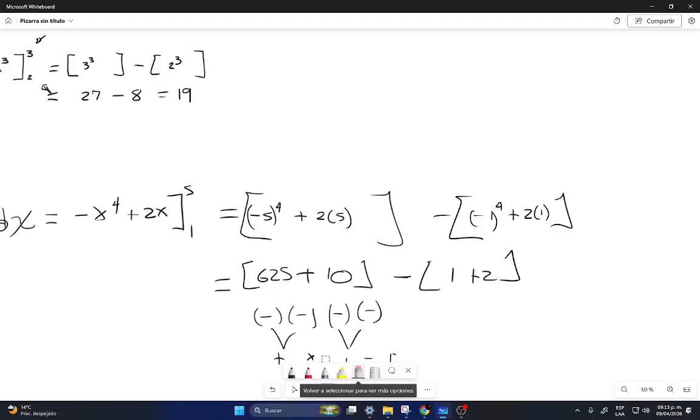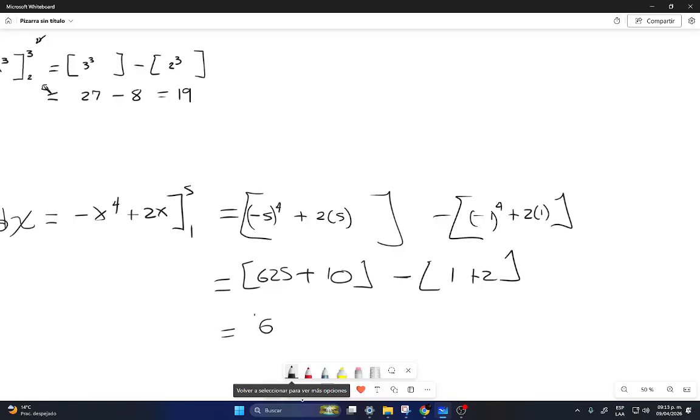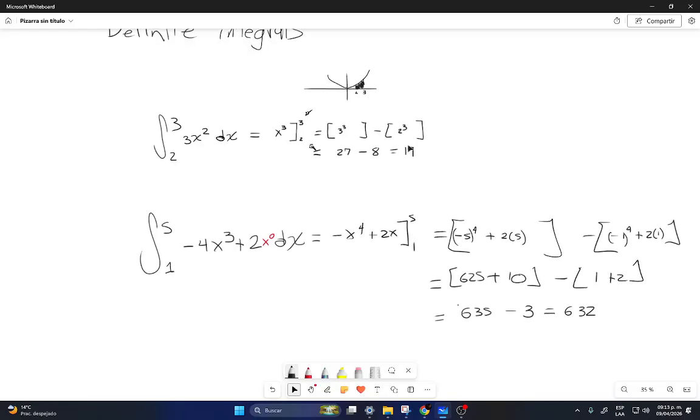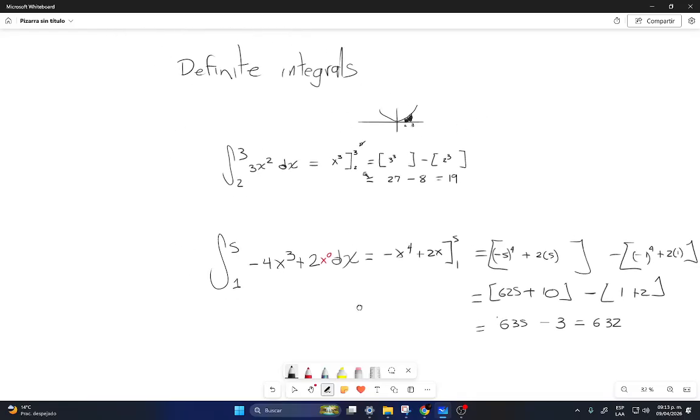Let me erase all of this. And this is 635 minus 3, which will be 632. That's the value of the area below that function between 1 and 5. Okay, so basically that's how you deal with definite integrals.